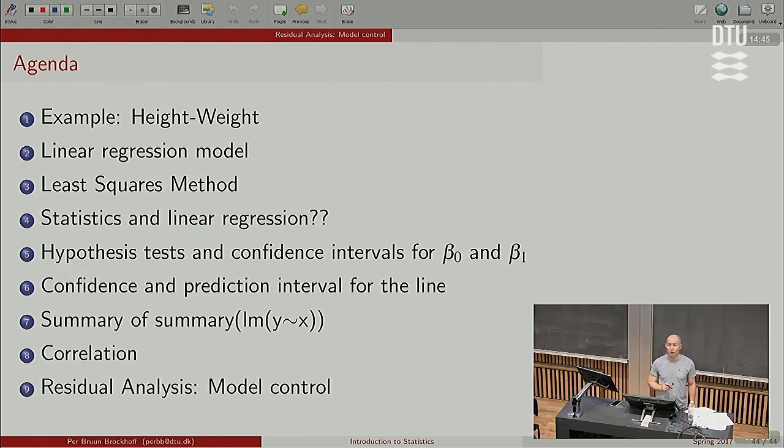Next time we'll do an important step. We will move on to having more than one X. Life consists of more than just single XY relations.